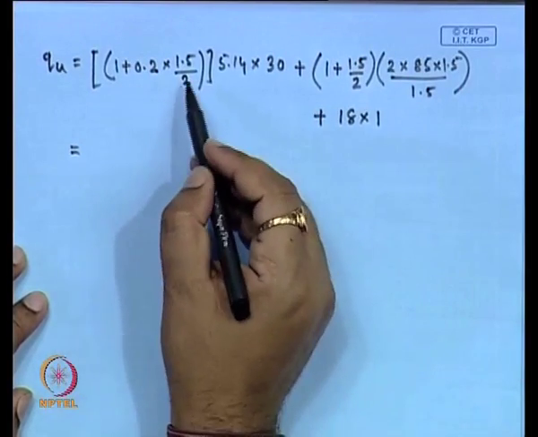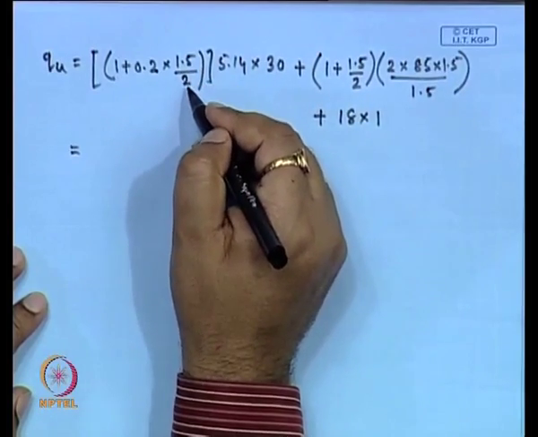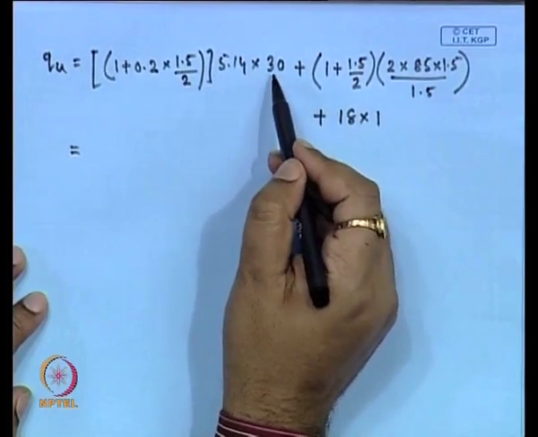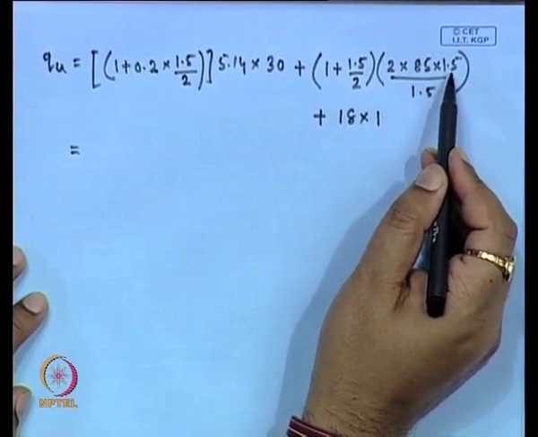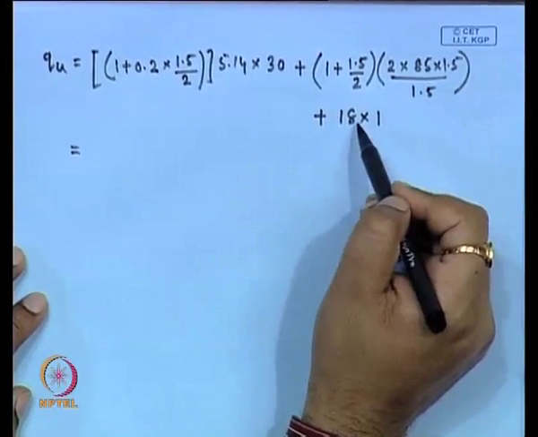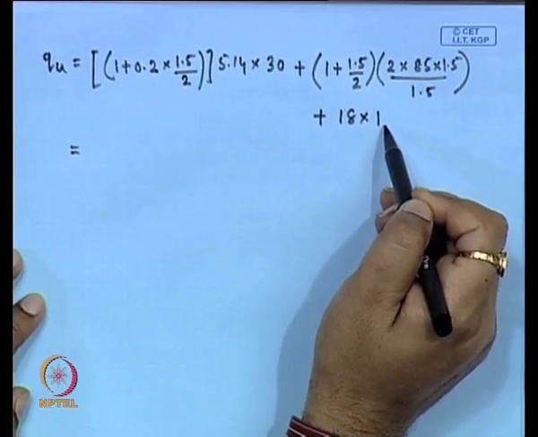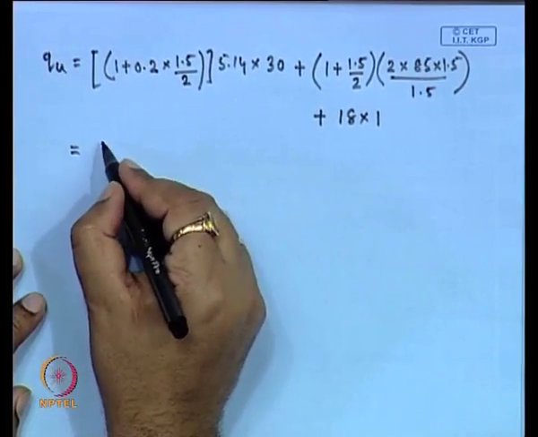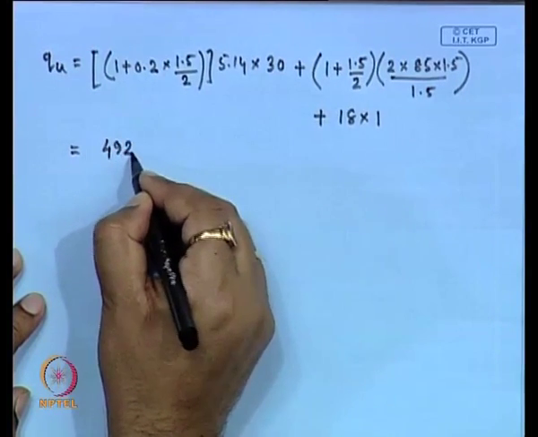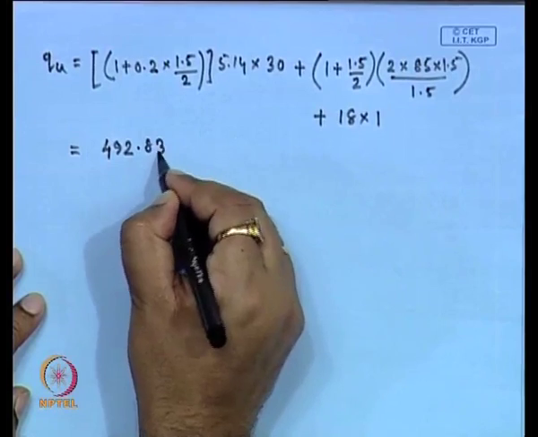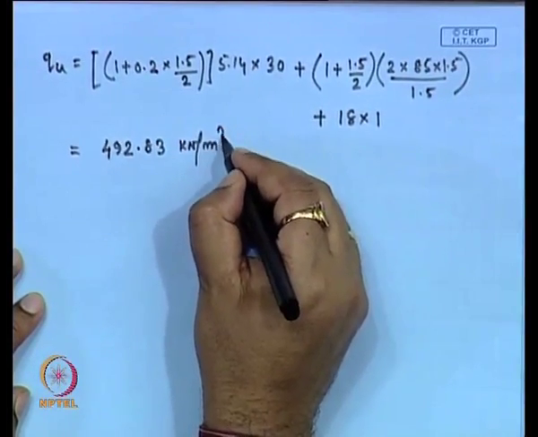So, now if we just put these values, B is equal to 1.5, L is equal to 2, Cu2 is equal to 30, then Ca is 85, H is 1.5, B is 1.5 and gamma 1 is 18 kilonewton per meter cube, Df is 1 meter. So, the total value after the calculation we are getting is 492.83 kilonewton per meter square.